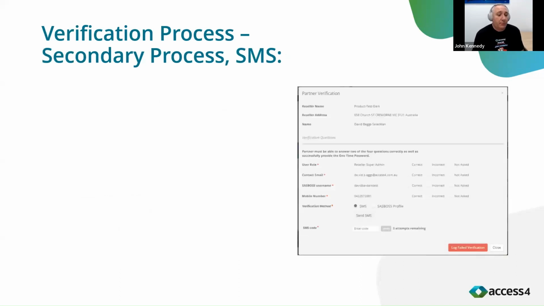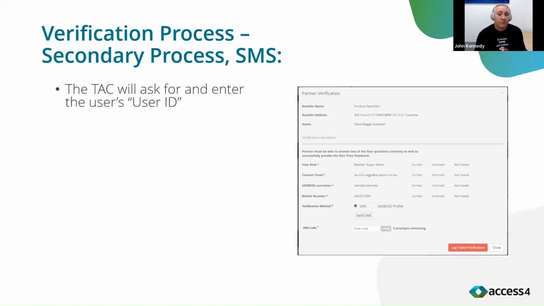So we do have the capability of sending you an SMS, but it will be the SMS that is aligned to your account, which gets the SMS codes to do two-factor authentication within SaaSPOS. So pretty much the same process. TAC will ask you for a user ID. What I'm showing you here is also the back-end side, so what TAC sees of information to be able to enter the SMS code.